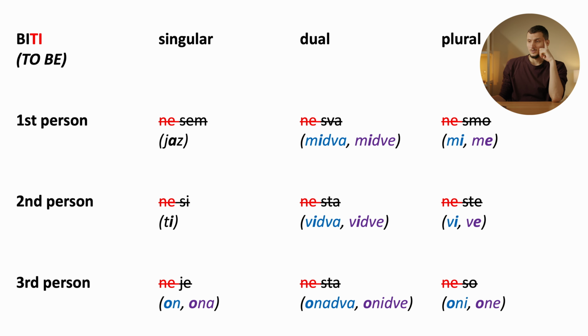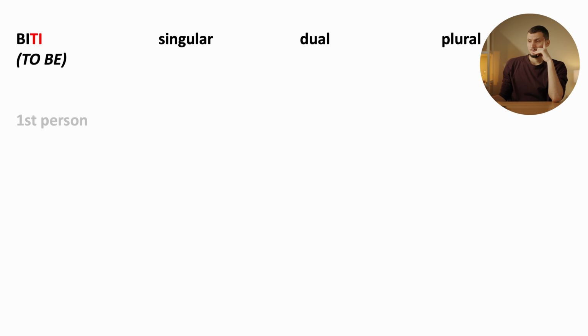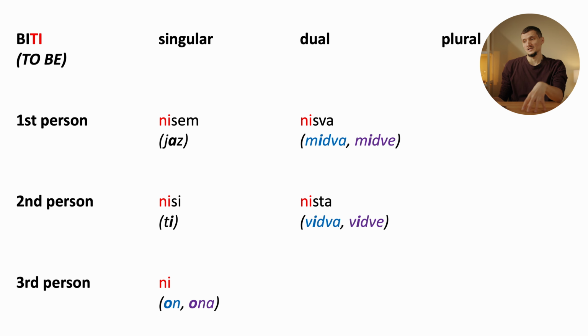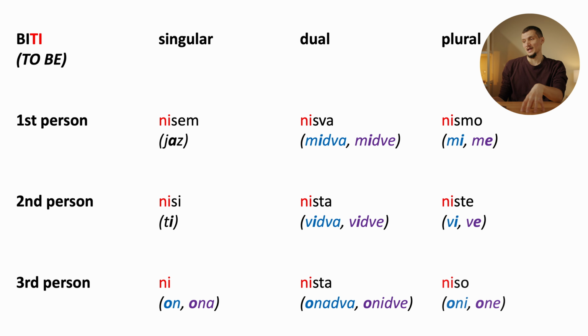These are actually wrong. What happens is, rather than ne, we use ni, and we make one word out of it. So it's nisem, nisi, and then just like in the affirmative forms, he, she was the biggest exception, so it is also in the negative forms. He, she is by far the biggest exception. This should be ni je, but it's not, it's just ni. And then nisva, nista, nismo, niste, and niso.